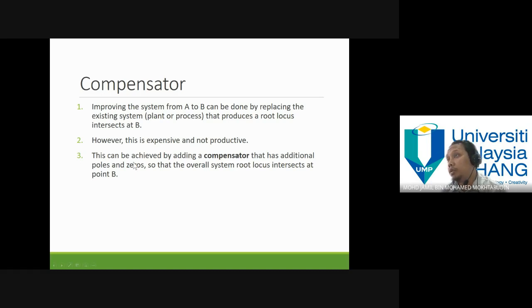So to reduce the cost and make it more practical, we achieve this improvement by adding a compensator. A compensator is an additional transfer function that has additional poles and zeros, so that the overall system root locus intersects at point B.